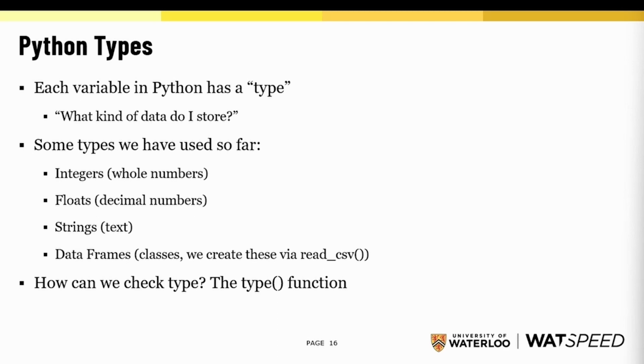Some of the types we've used so far are integers, those are whole numbers, floating points, which are decimal numbers, strings, which is text data, and data frames, which are known as objects. And again, how can we check the type of a variable? We can use the type function. And how can we check the type of what we store in our data frame? Well, we can use the dtypes function. That will give us a list of all the different types in each of our columns.